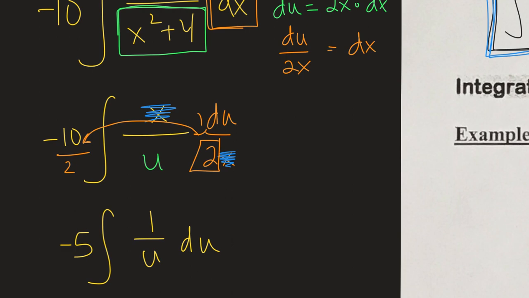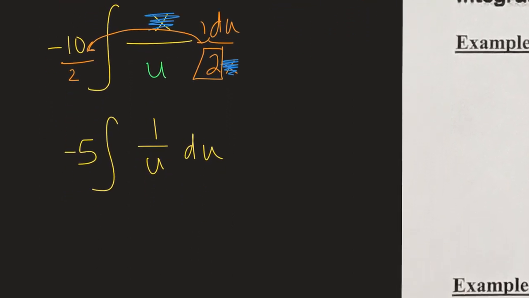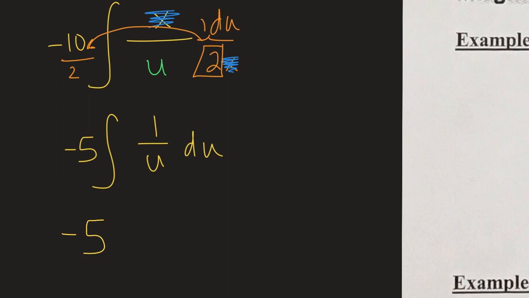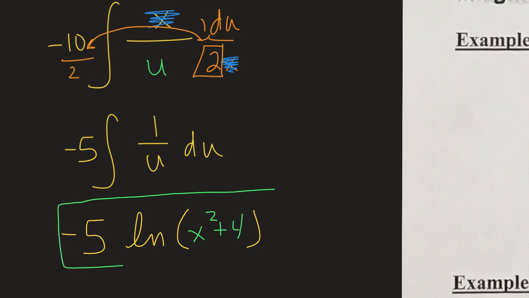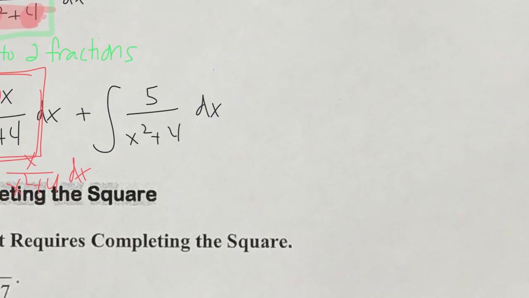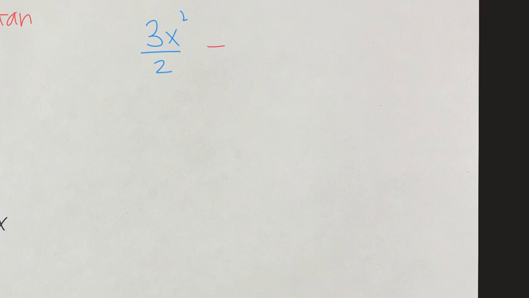Okay, and from our discussion yesterday, what is the integral of 1 over u du? Natural log of u. And what was our u value from up there? X squared plus 4. Okay, so this is the integral of that middle thing. Negative 5 natural log of x squared plus 4. Okay, minus 5 natural logs of x squared plus 4.